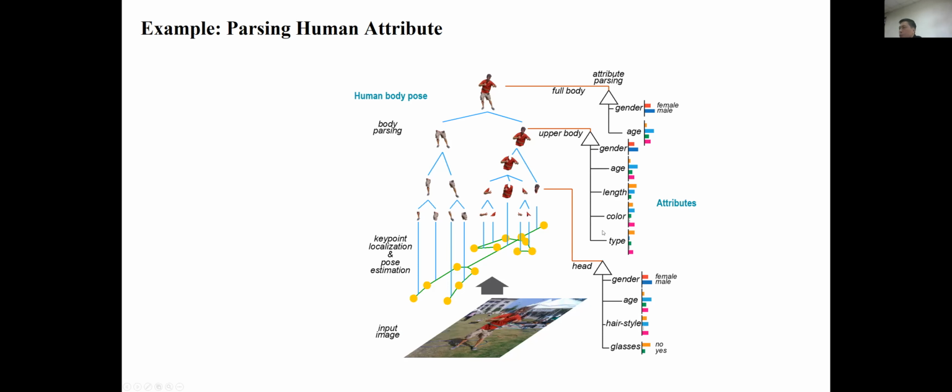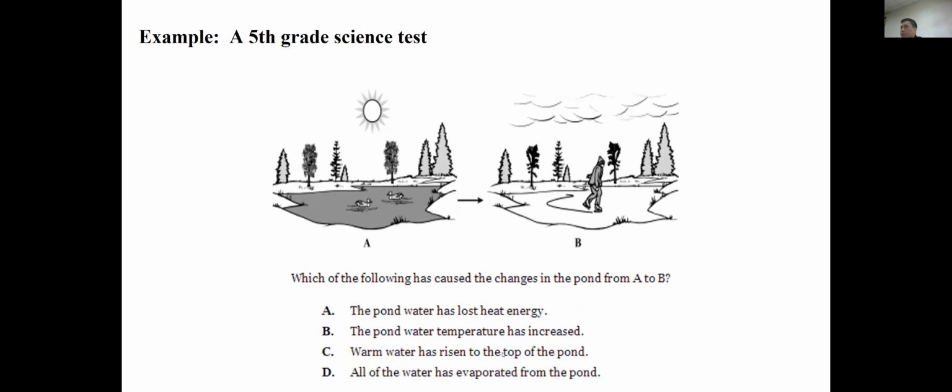The attribute change is caused by a certain action. The action in the previous example is a physical temperature change. Here somebody has an action. So this is the representation that we use to parse a picture. Similarly, if you want to parse a picture like this, the tree and the dog and so on, the motion.